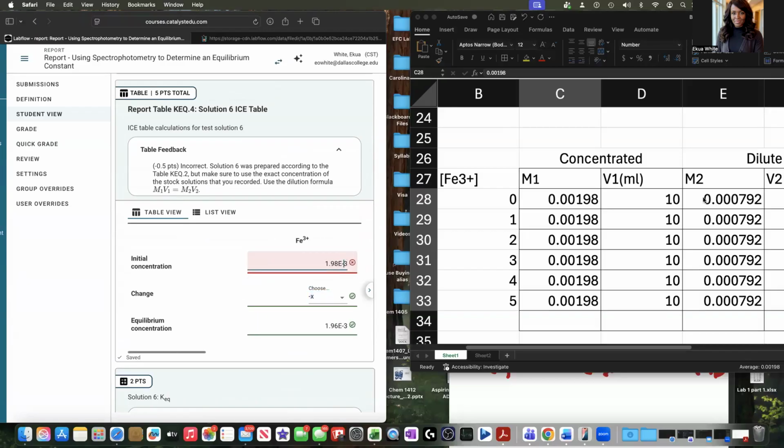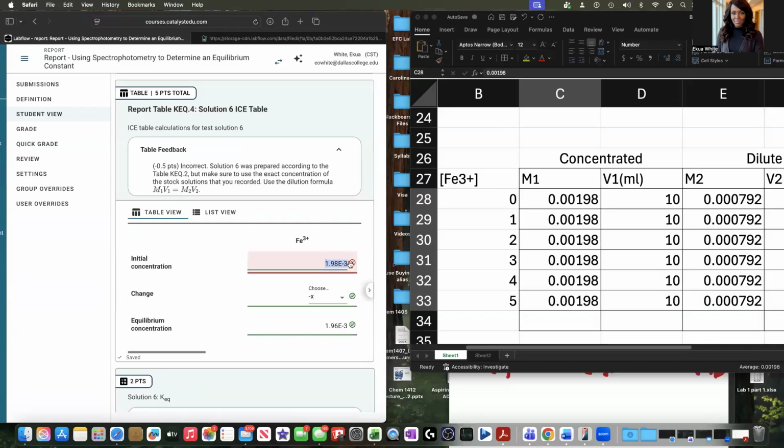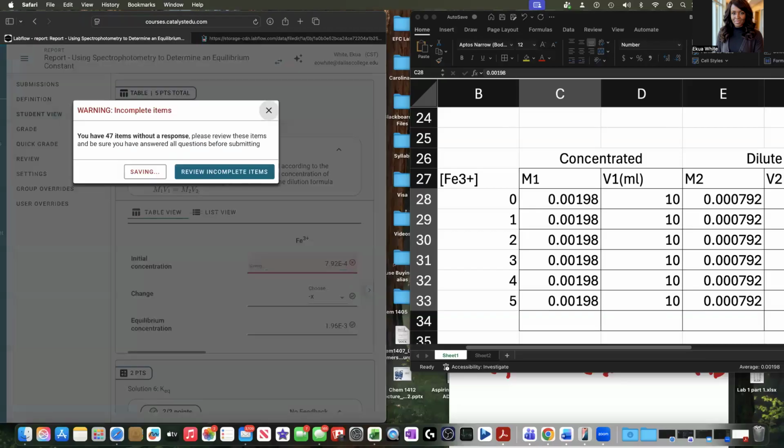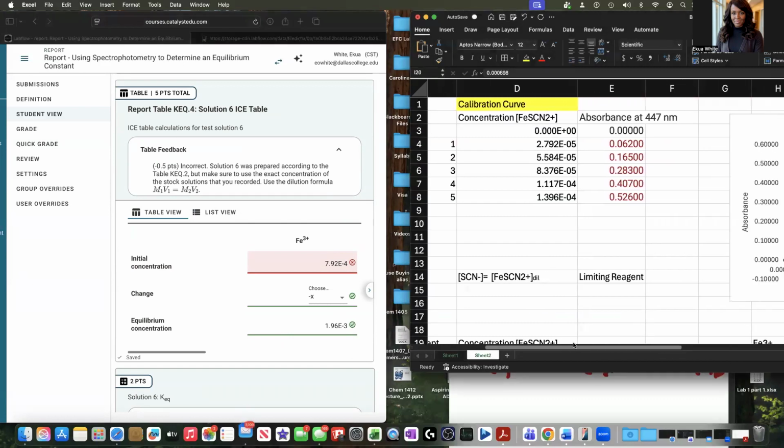So for this one here, I should have 1, 2, 3, 4. This should be 7.92 exponent -4. Is that the case? No, no, no. Okay, 7.92 exponent 4. So I need to go over here and see.